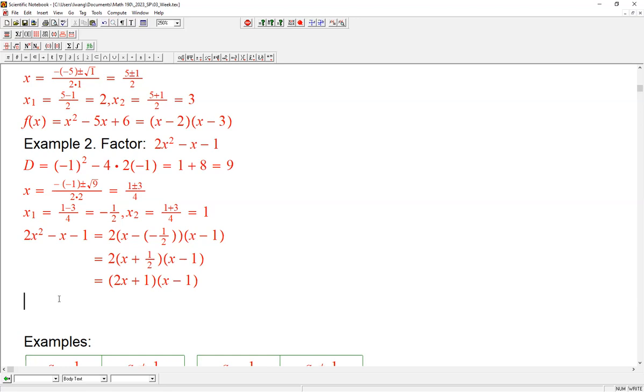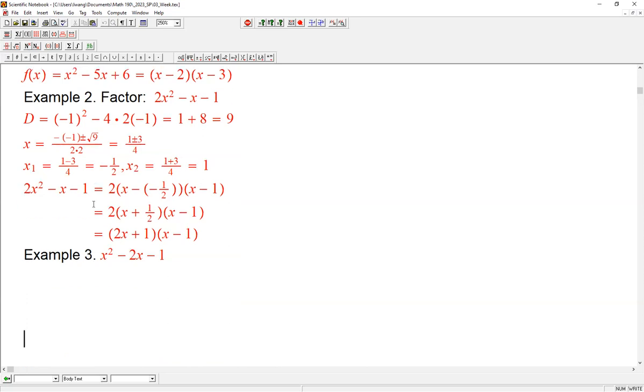And so that's the factorization. Let's look at another situation. Example number 3. Suppose I want to factor x squared minus 2x minus 1. This is pretty difficult to factor. You can use the previous technique to factor, but it's going to be hard. So we're going to apply this technique, right?